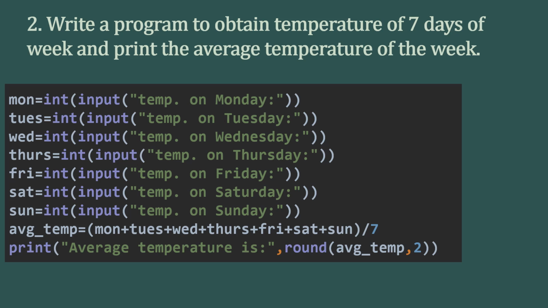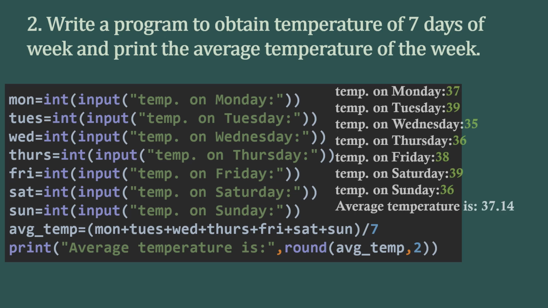Now if you run the program, you can see it will ask you to enter the temperature on Monday, that is, let's say 37, and Tuesday, let's say it is 39. Like this I have put all the values for all the 7 days. Now the average temperature is calculated like this, 37.14.